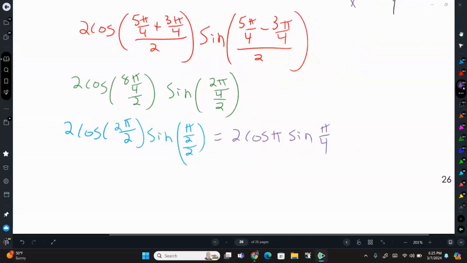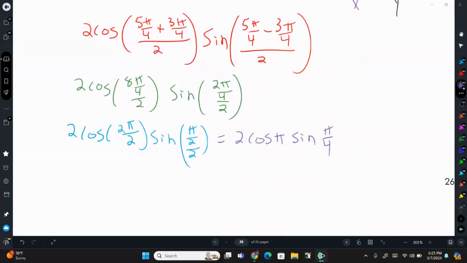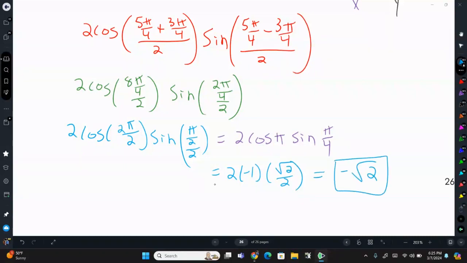So now we can evaluate and say, oh, the cosine of pi is -1, so equals 2 times -1, times sine of pi over 4, which is square root of 2 over 2. So we multiply that, we get -2 times the square root of 2 over 2, which is going to be negative square root of 2. And that would be our answer.